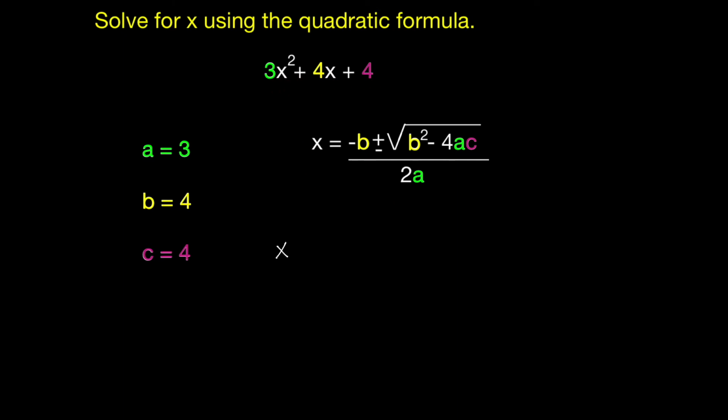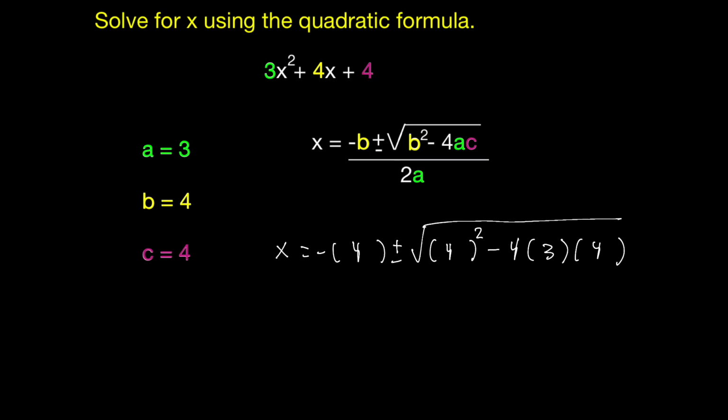In doing so, I'm going to get x equal to negative b. My b value is 4. Plus or minus the square root of b squared. Reminder that b is 4, so I get 4 squared. We're going to subtract 4 times a times c. My a value is 3, my c value is 4, so I'm going to multiply 3 and 4. All of this is underneath the square root. And I'm going to divide everything by 2 times a. My a value is 3.